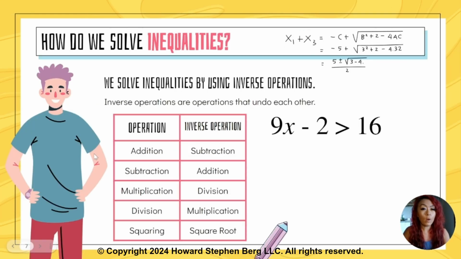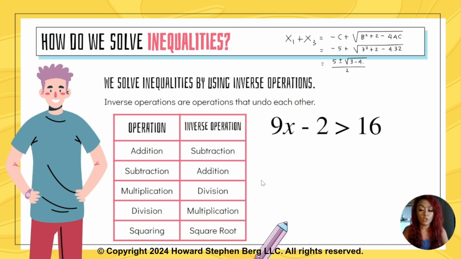How do we solve inequalities? Well, very similar to solving equations, we use inverse operations to solve inequalities. The difference will come at the end once we get to the solution. So 9x minus 2 is greater than 16. Let's first get rid of our constant. Let's get rid of this minus 2 right here.